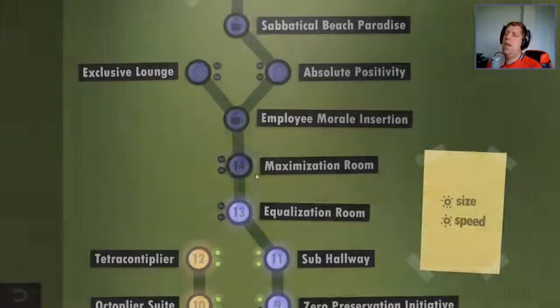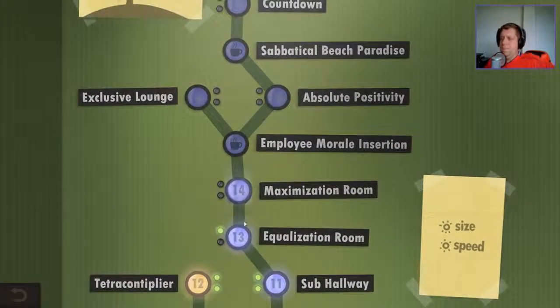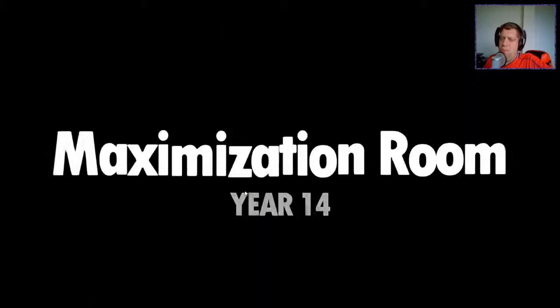Let's go back to the elevator, and we'll try the maximization room.